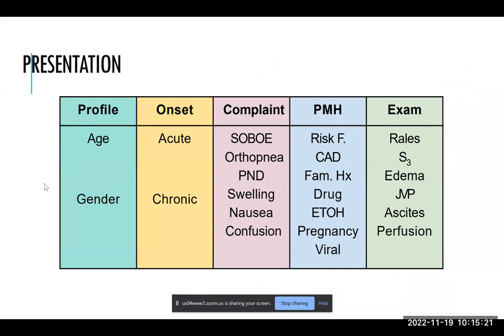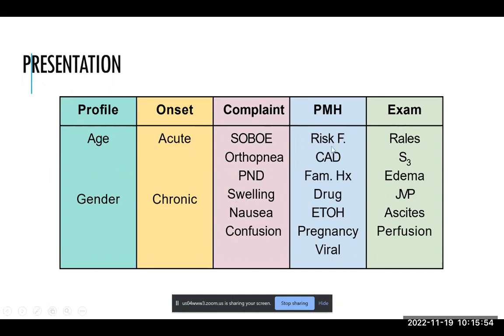On presentation, we should look at the age and gender of the patient, as these might affect the characteristics and profile of the patient, whether it's acute onset or chronic, and the common complaints, which are shortness of breath, orthopnea, PND, and swelling. These are the results of volume retention, and nausea and confusion are the result of hypoperfusion.